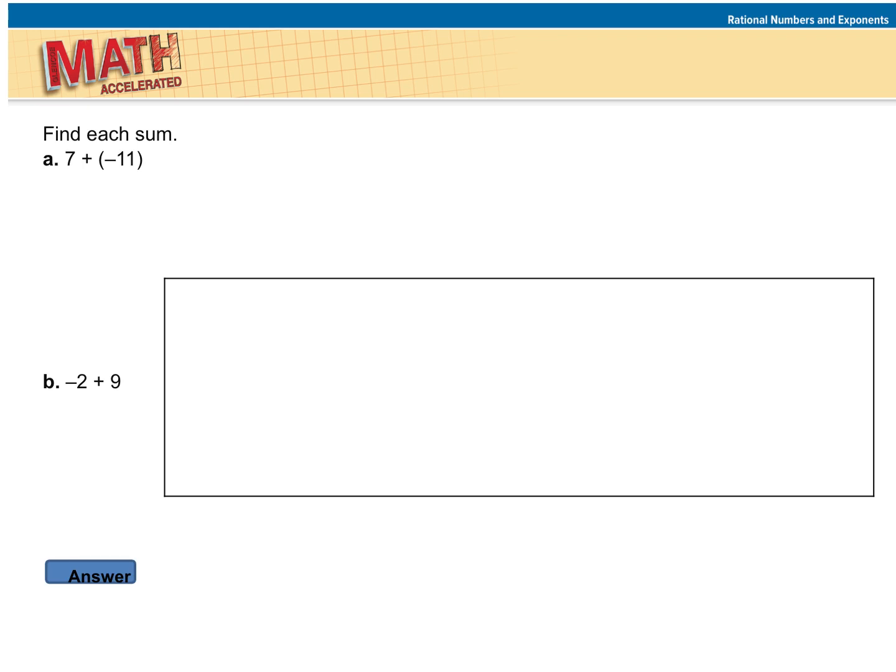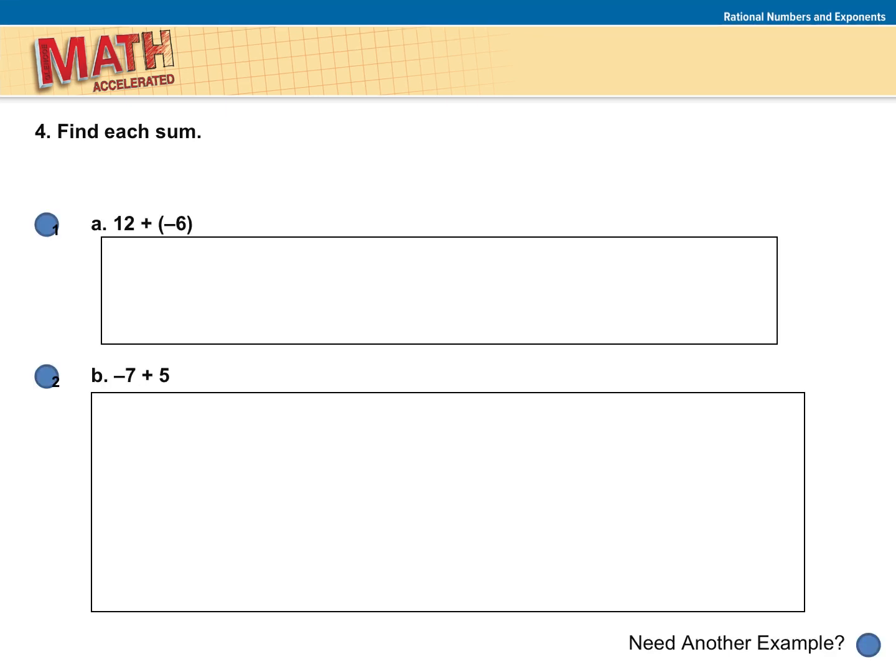Okay, so we're doing different signs now. You have to be careful if your answer is going to be positive or negative. Let's use the money for example. You have $7. You lose $11. What do you get? You're $4 in debt. It is negative 4. On B, negative 2 plus 9 is 7, because our 9 is bigger, and we're $2 in debt, we gain $9, so we're at $7 now.